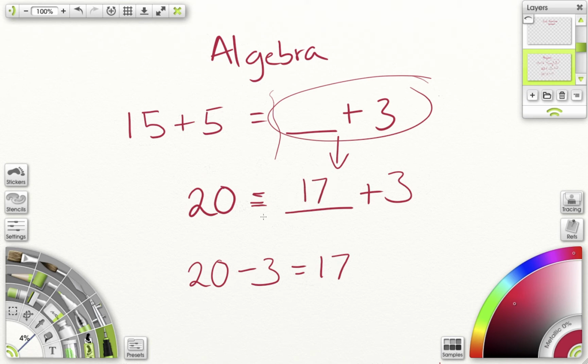Because, and here's how I have to make sure that both sides of this equal sign are balanced, as in they both have to be the same number. 20 equals, what's 17 plus 3? 17, 18, 19, 20.